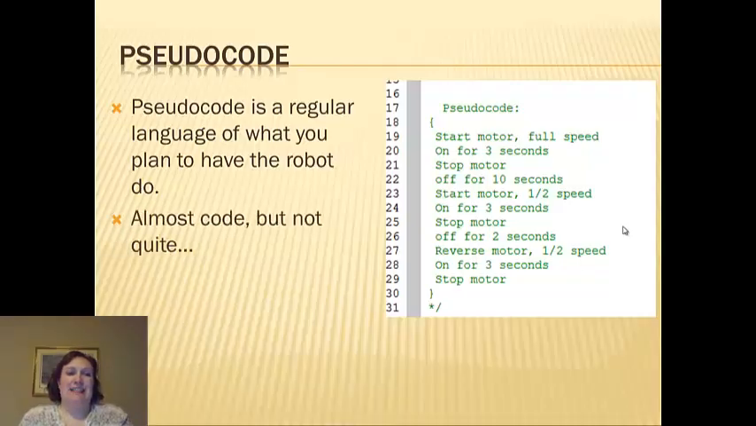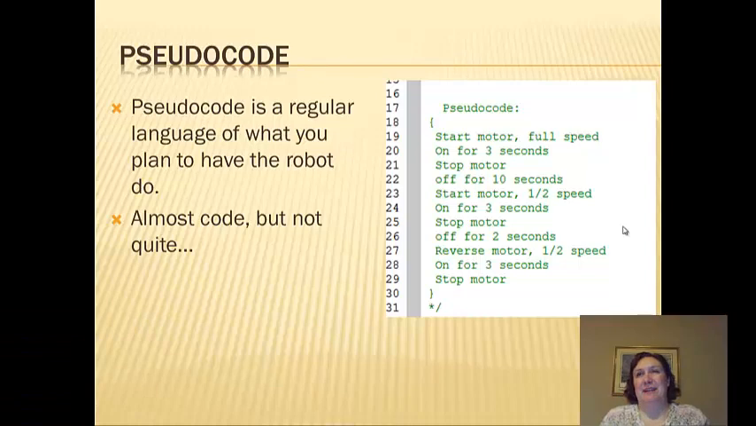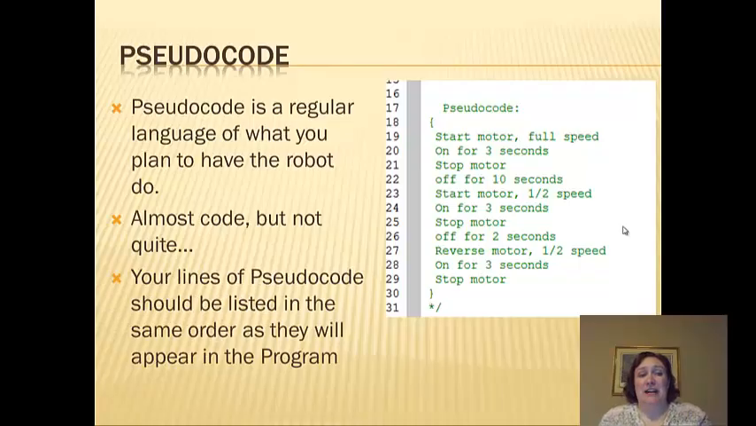That's pseudocode. It's kind of code but not. That's why pseudo means kind of but not quite. So pseudoscience means it's almost science but not quite. In this case it's almost code but not quite. It's an outline of what you plan to do, but it's not really code yet.